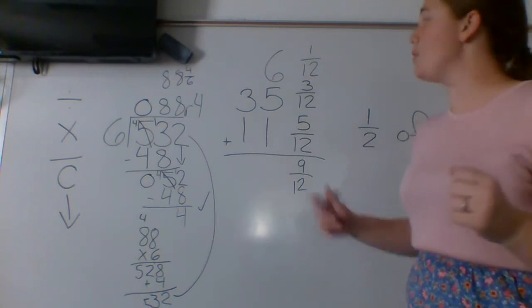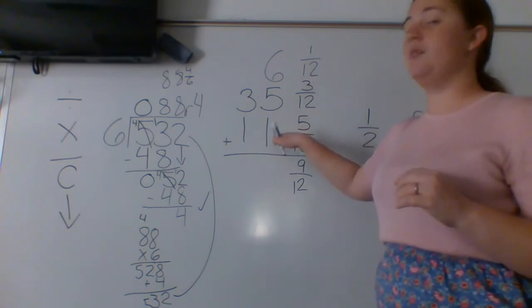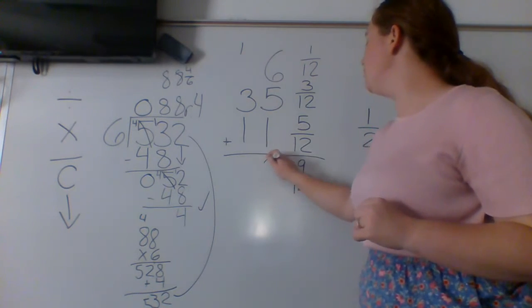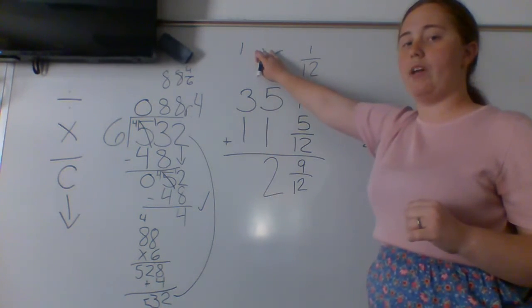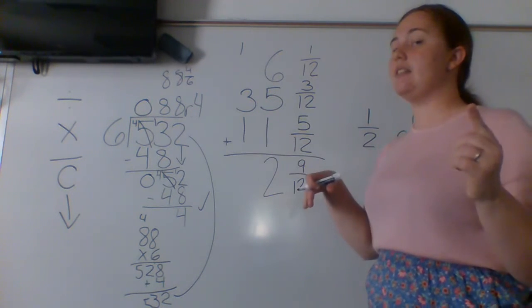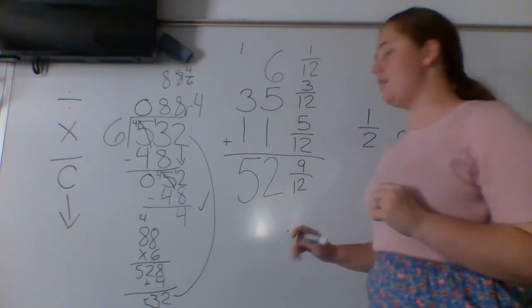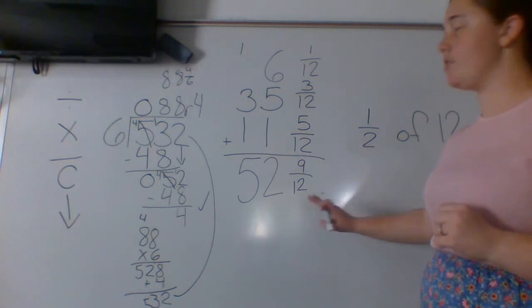So we're going to do 6 plus 35 plus 11. Start with our ones place, of course. 6 plus 5 is, good, 11. Plus 1 is 12. Carry the 1. 2 gets put down here. Carried 1, plus a 3 is 4. Plus 1 is 5. Okay, so my answer would be 52 and 9/12.